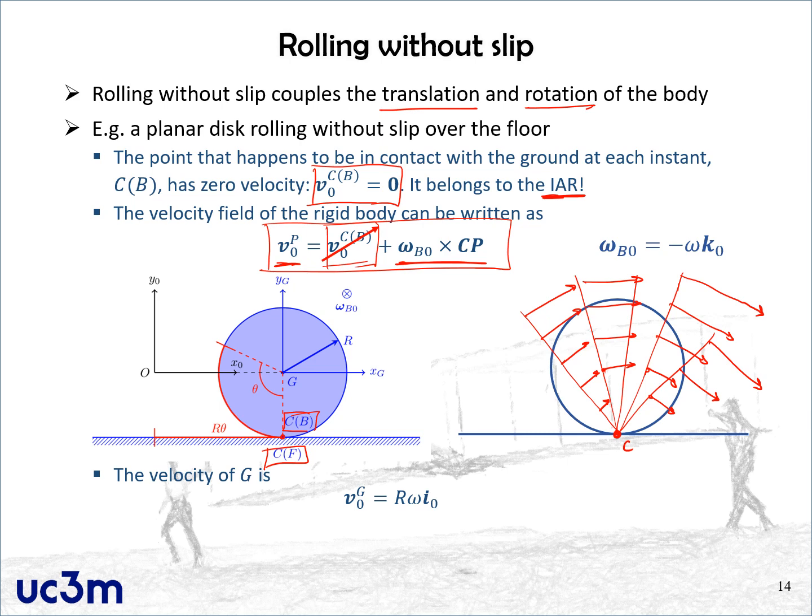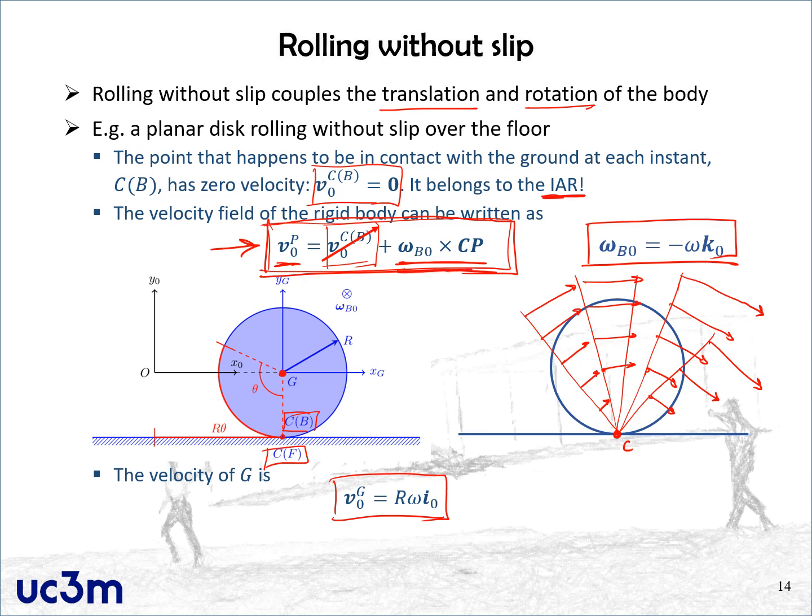The coupling associated to this constraint means that when the disk moves to the right, it also has to rotate. The condition, using the velocity field equation of the rigid body particularized at the center of mass, and taking into account that the angular velocity vector can be expressed in the direction of minus k0, is this one. This is again just the particularization of this when P is the center of mass G.